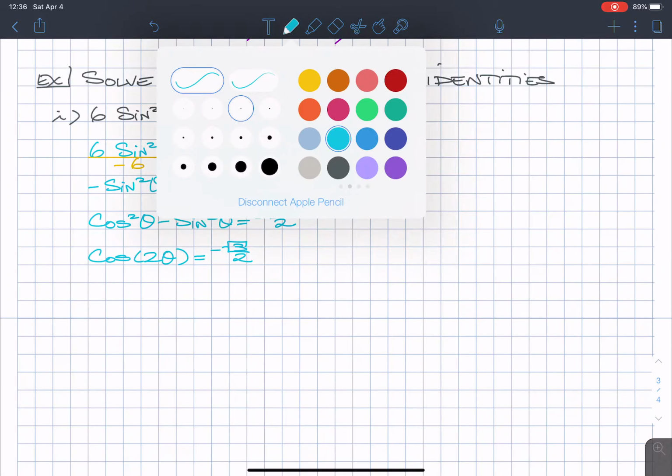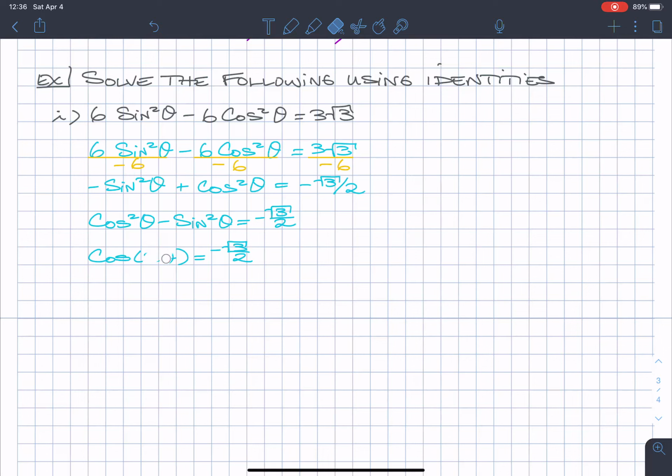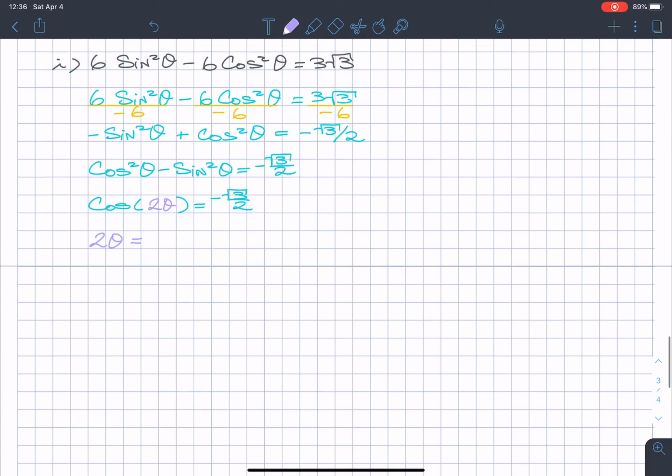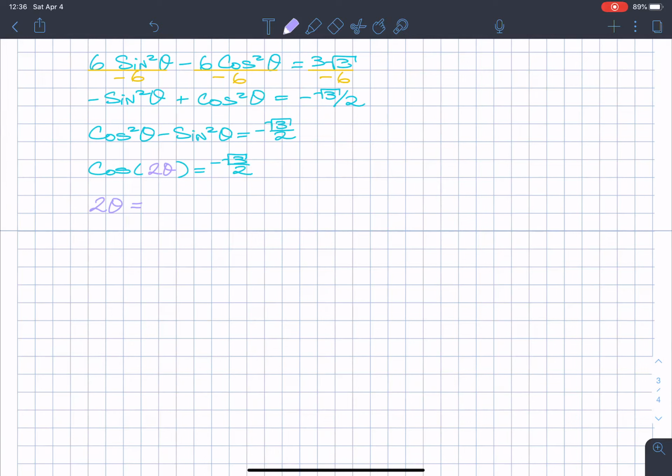Okay, so I'm going to rewrite the angle 2 theta in purple. So at what angles 2 theta is cosine, the x-coordinate, negative root 3 over 2? I claim that that's 5 pi over 6 plus 2 pi k, and it's also 7 pi over 6 plus 2 pi k, where k is an integer. However, I need to divide by 2, right? I'm solving for theta, not 2 times theta.